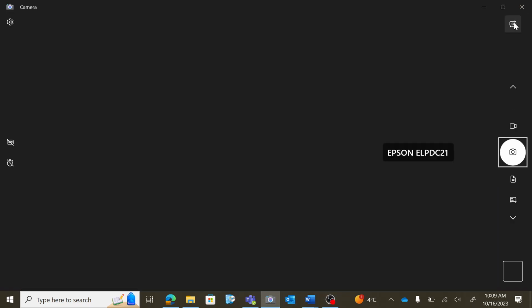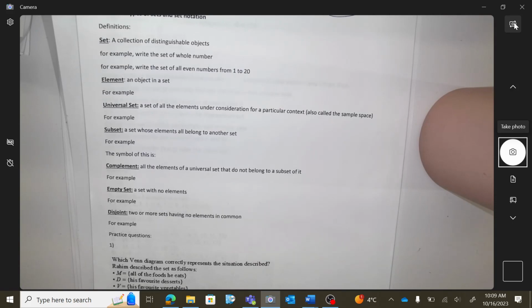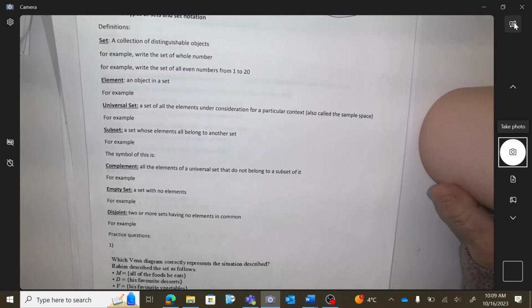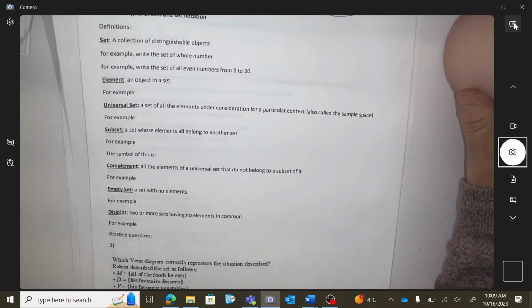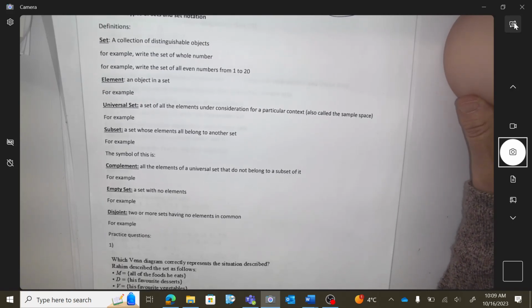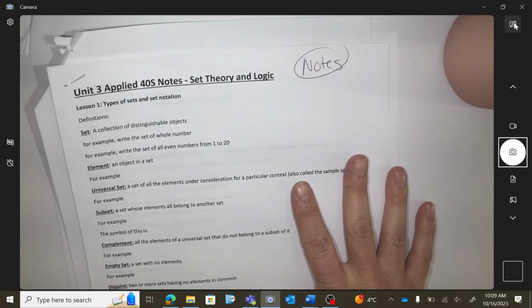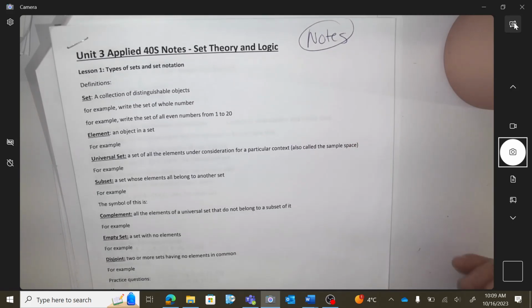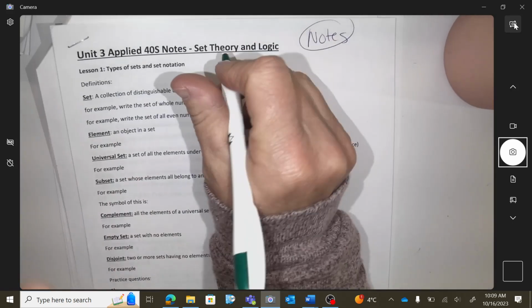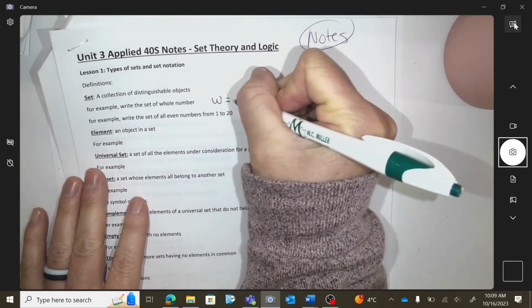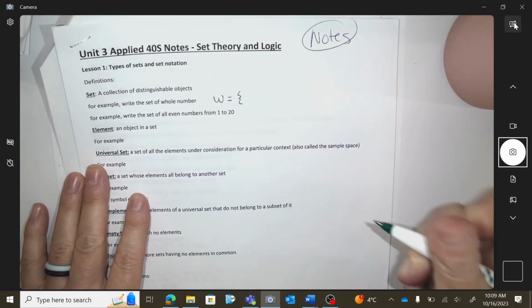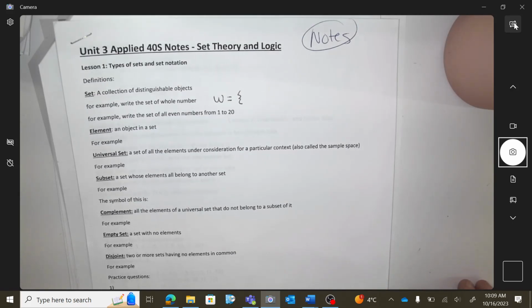Okay, so our next unit is called a logic unit. Today we're going to start with some set theory. Let's talk about some definitions. A set is a collection of distinguishable objects. For example, write a set of whole numbers. We could call it W equals, and then these squiggly brackets are how we list sets.